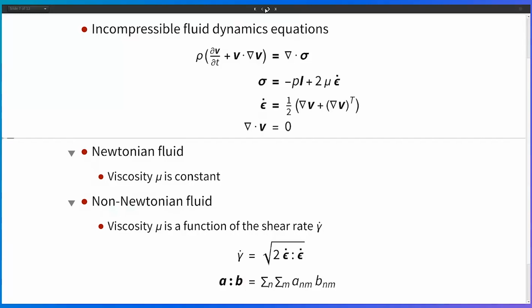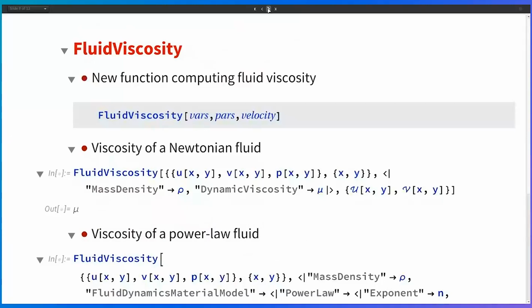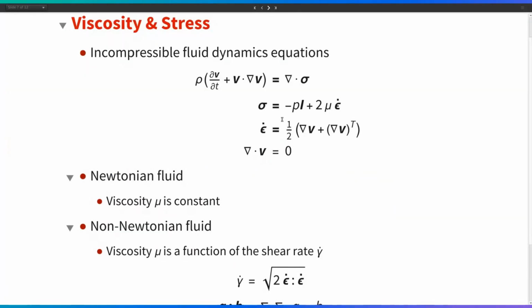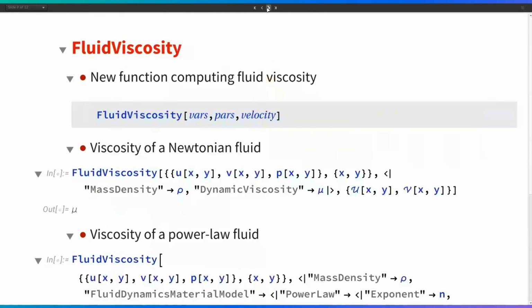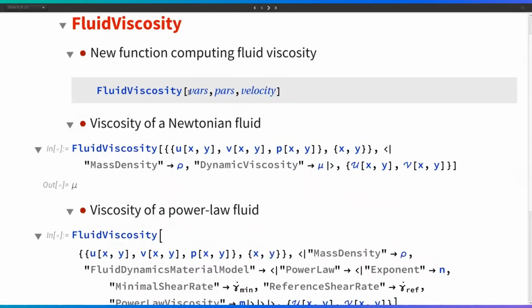Now let's move to the first function that we plan to add in the next version, and that's the fluid viscosity. As I said, we plan to add two new functions for viscosity and stress. The viscosity is this mu in the viscous part of the stress tensor, which is this expression here. So the first function is the fluid viscosity. This function computes the fluid viscosity, and it has three arguments. The first are the variables, the second argument is the parameters, and the last argument is the velocity.